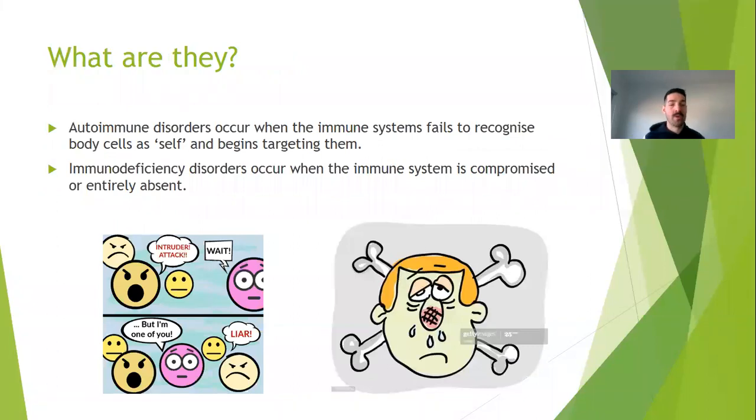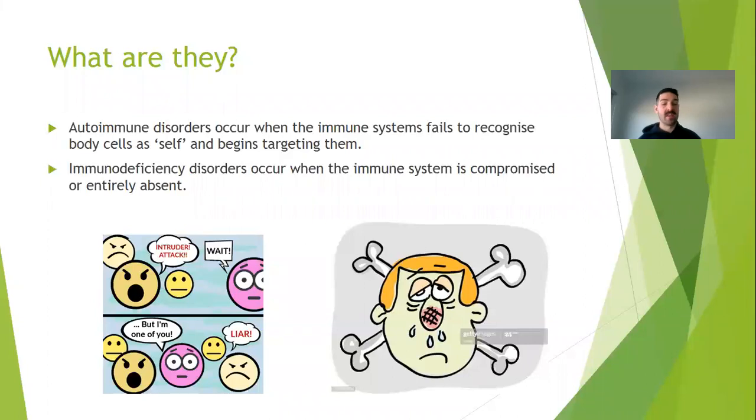So what are they? Immune disorders occur when our immune system fails to recognize body cells as self and begins targeting them. So when we talked about that self and non-self, for some reason in autoimmune disorders, our self cells are just identified as foreign and we start to attack them. And you can see that in this diagram here. You can see that these immune system cells are about to attack and our self cell is sort of going, well, wait a minute, I'm actually one of you guys, and still our immune system will attack them.